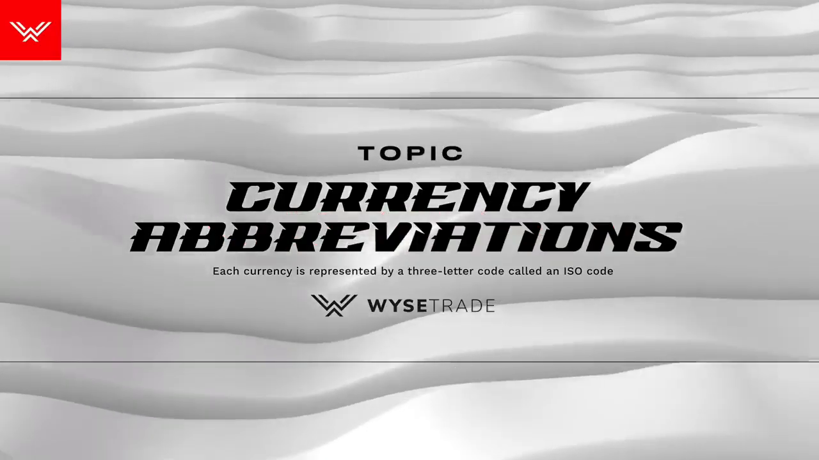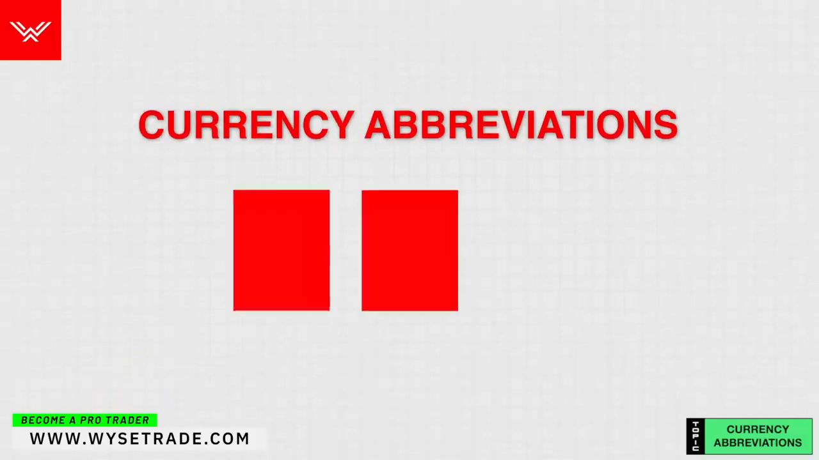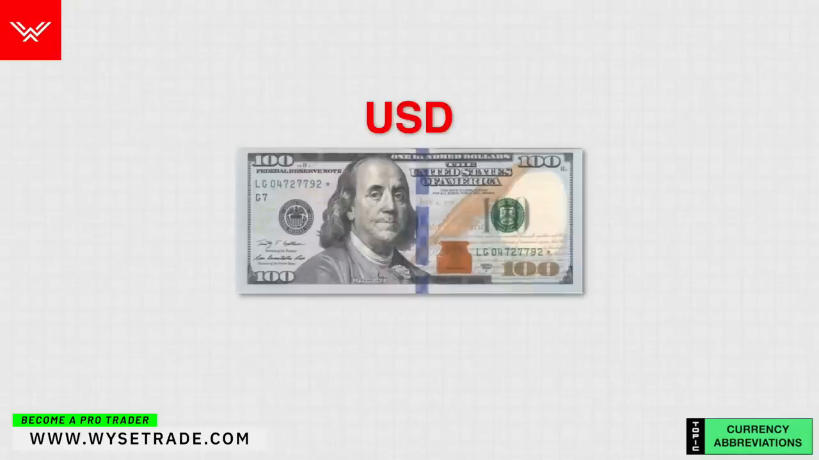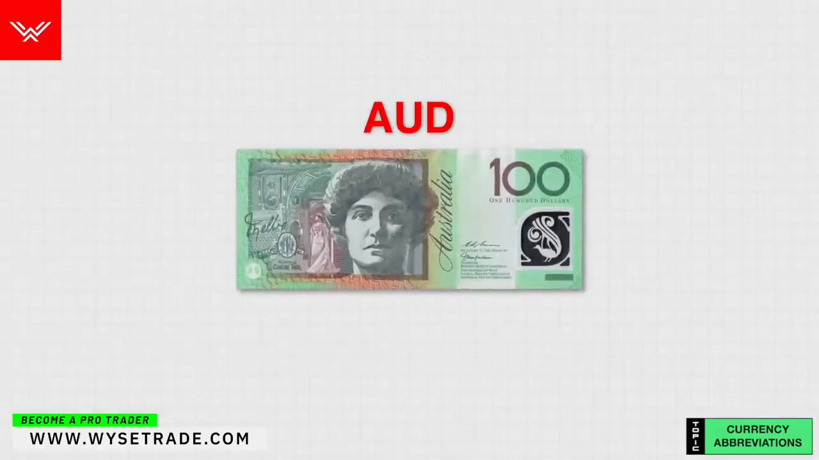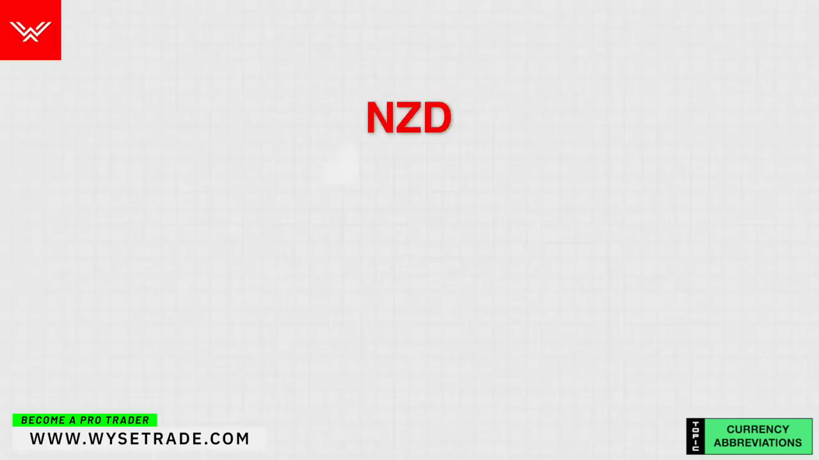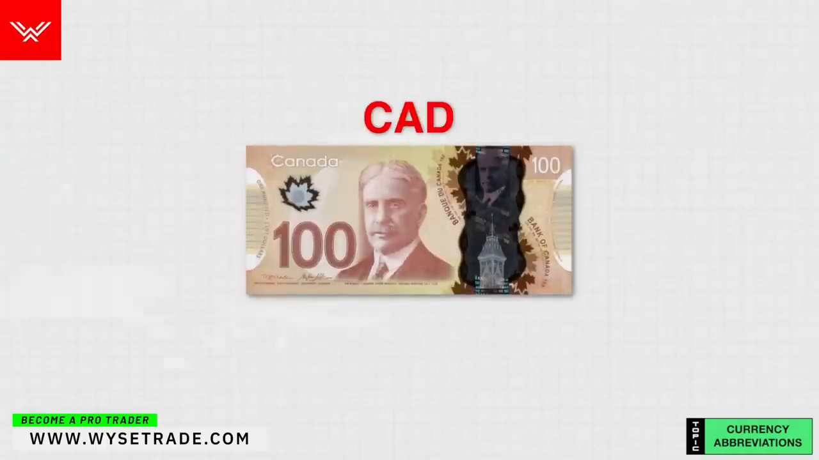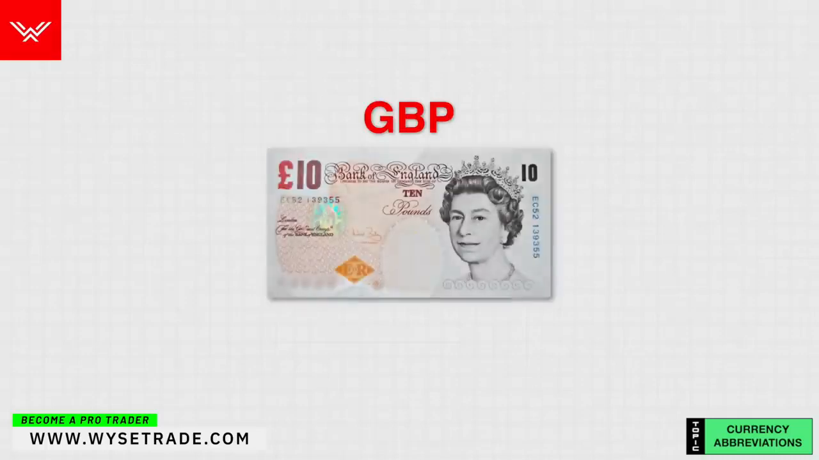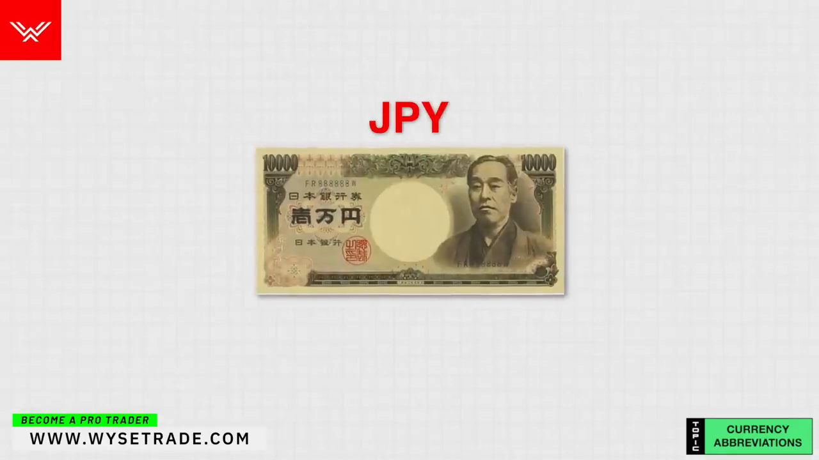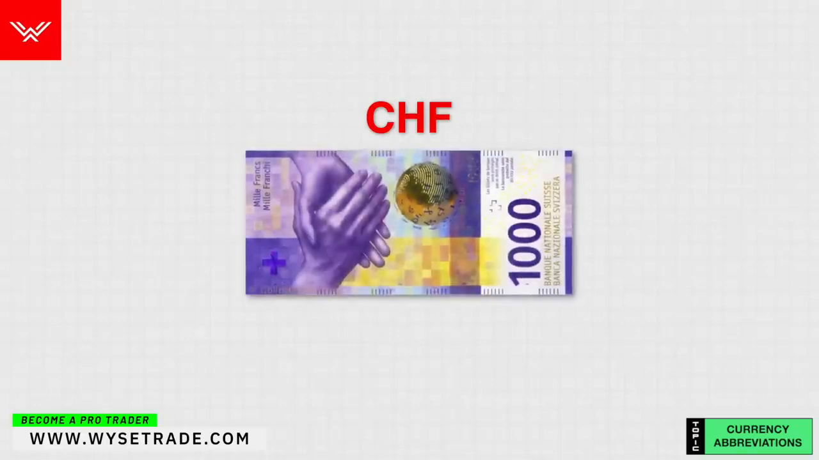Let's now go through some of the key concepts you must know. Currency abbreviations. Each currency is represented by a 3-letter code called an ISO code. Here are some of the main currencies traded. USD is the US dollar, also known as simply the dollar. AUD is the Australian dollar, also known as the Aussie. NZD is the New Zealand dollar, also known as the Kiwi. EUR is the euro. CAD is the Canadian dollar. GBP is the British pound, also known as simply the pound. JPY is the Japanese yen, also known as simply the yen. CHF is the Swiss franc, also known as simply the Swiss.